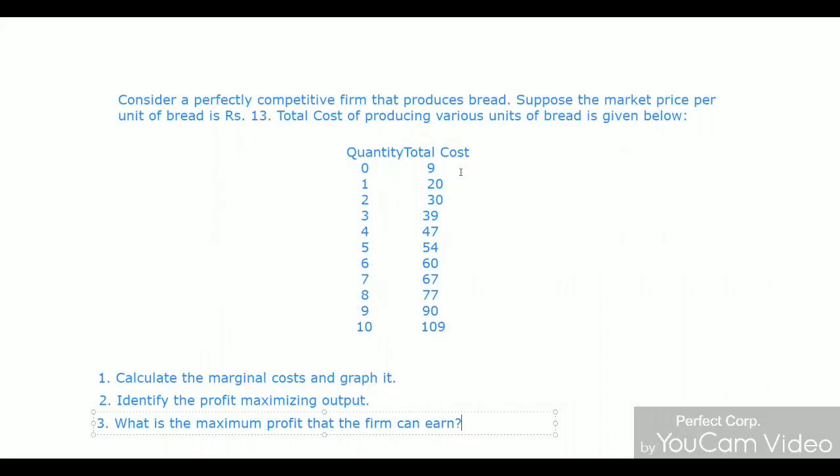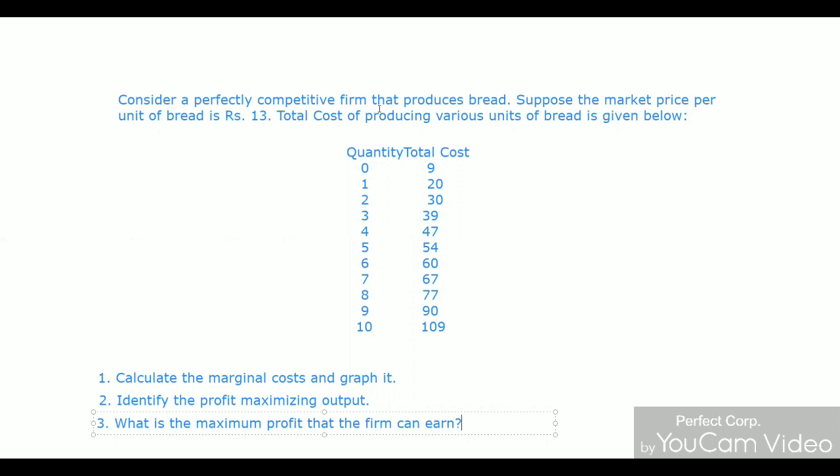Today we are going to consider a problem in the perfectly competitive form. The problem given here is for a perfectly competitive firm that is engaged in the production of bread. We can see that the market price, that is the per unit price of bread, is rupees 13.